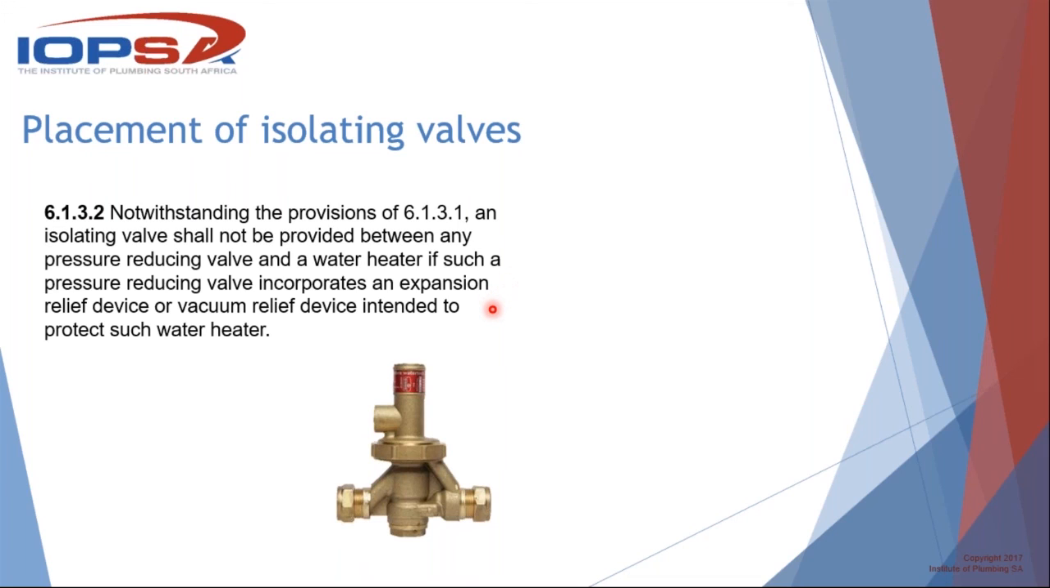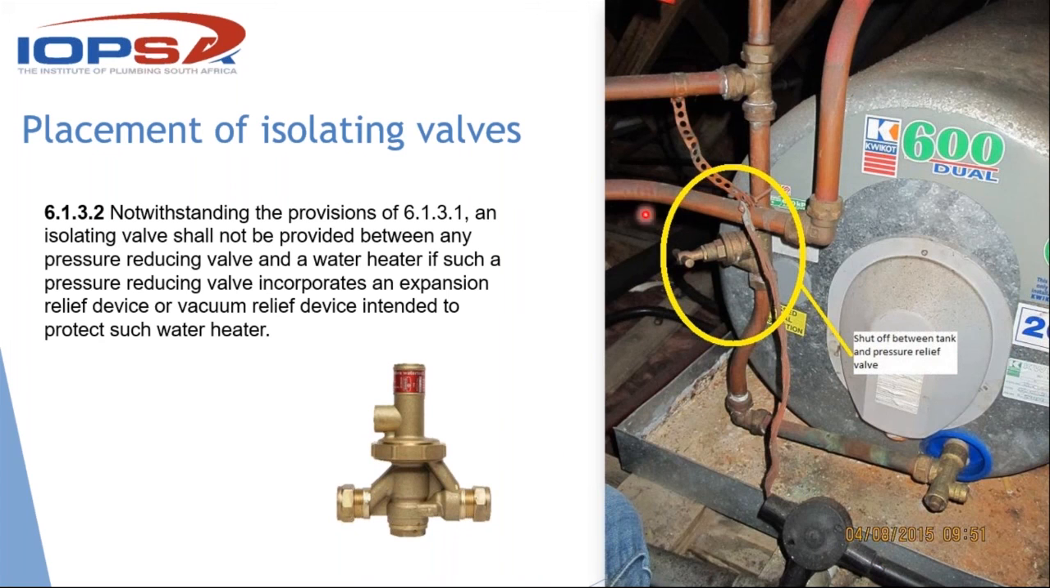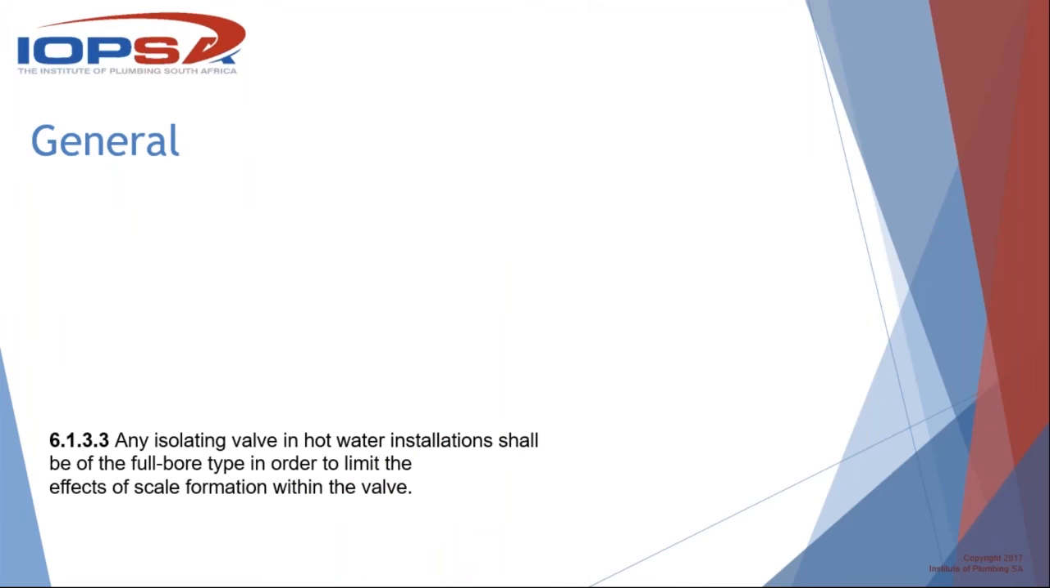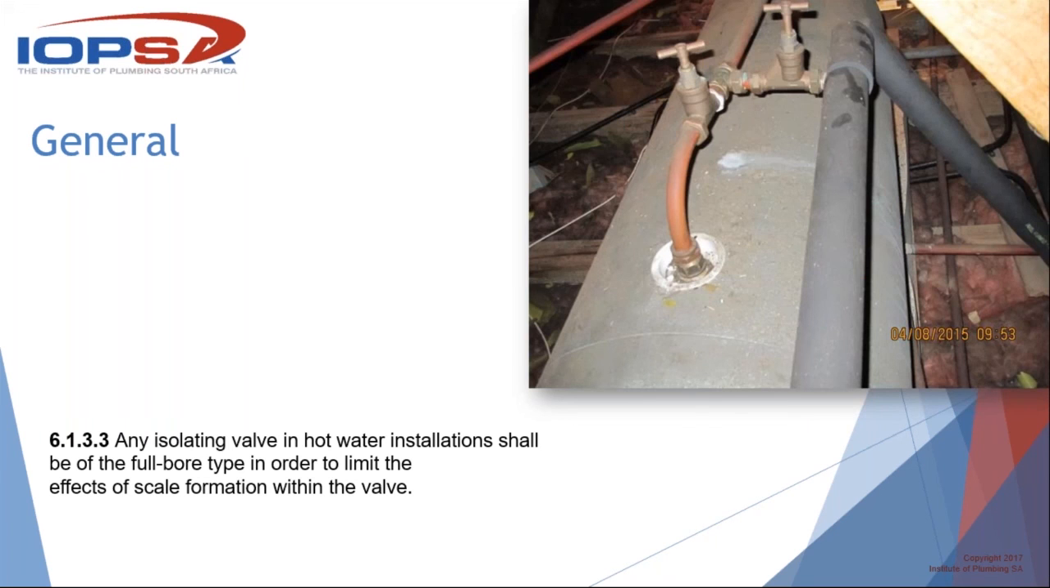6133, any isolating valve in hot water installations shall be of the full bore type in order to limit the effects of scale formation within the valve. So apart from a couple of other nasties here, this is a hot water outlet pipe, and these are two valves used, which are normal stopcocks used to control the flow of the hot water. It's within a hot water installation, and these can't be there. If you're going to put them somewhere, they need to be lever ball valves. So that's what the standards say.